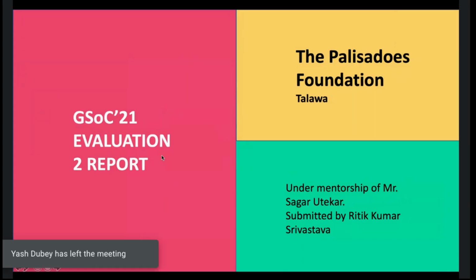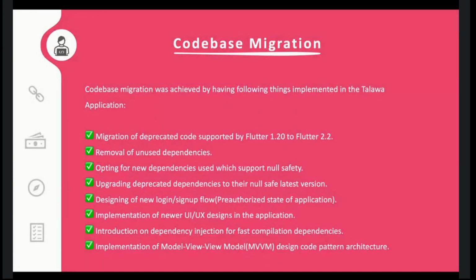This is my second evaluation report for the Pazios Foundation under the project Talawa. I've been assigned a mentor, Sagar, and the goals for the second evaluation will be discussed later. I would like to briefly recap the evaluation for phase 1. In evaluation phase 1, I worked on topics like code migration.